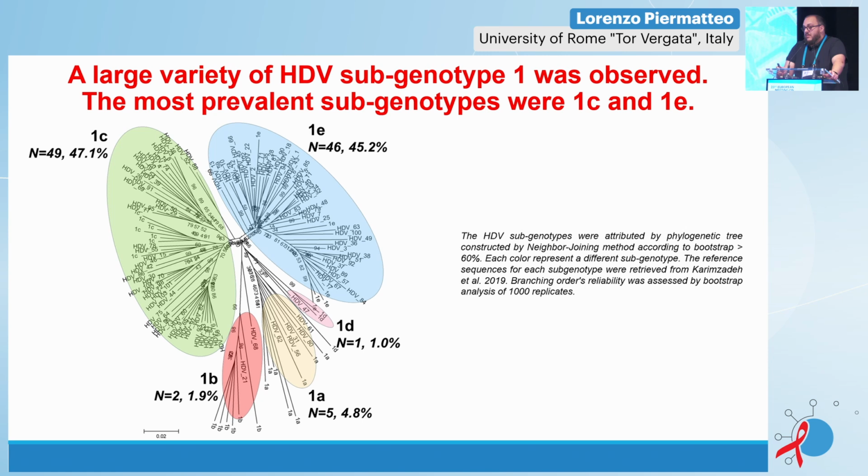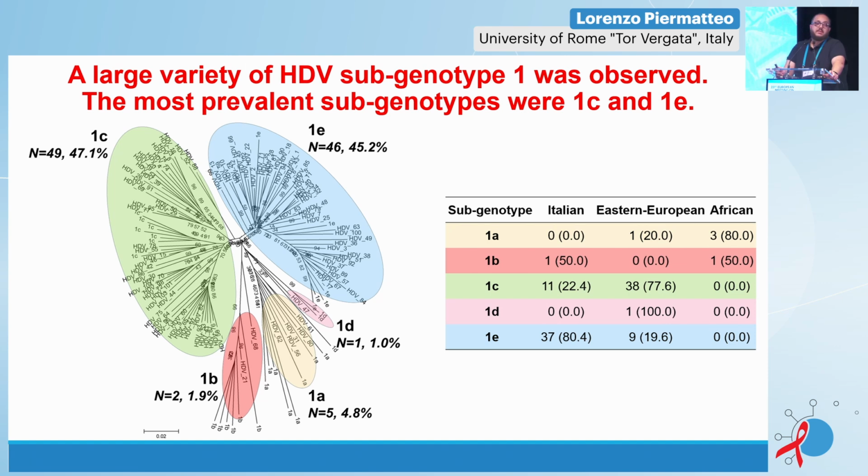By analyzing the sequences, we observed that all belong to genotype 1, and we also observed all the subgenotypes of this genotype, the most prevalent being 1C and 1E. This is in line with the nationality of our study population. In fact, subgenotype 1C is most prevalent in individuals from Eastern Europe and 1E in Italians. And we also have representation of the two subgenotypes mostly diffused in Africa, the 1A and the 1B.